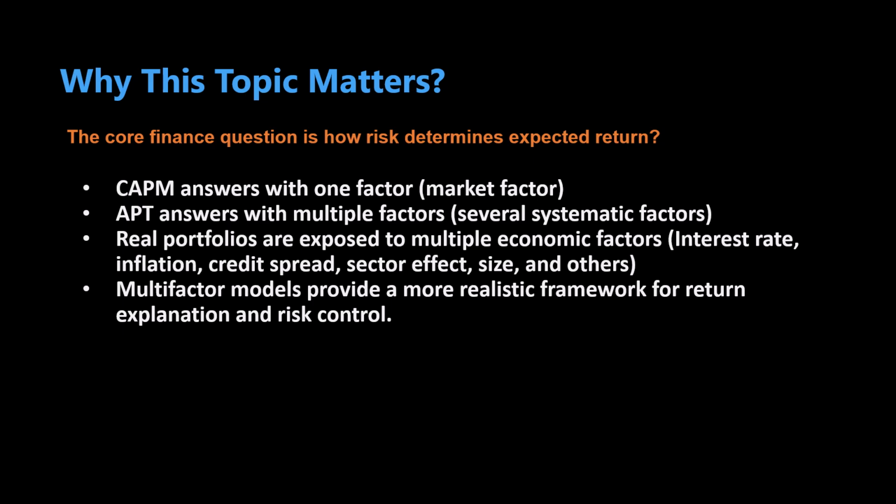Instead of forcing everything into one market beta, they allow expected return to reflect multiple common drivers. That makes them useful both for return explanation and for risk management. A portfolio manager can identify which factors matter most, estimate exposure, and then hedge or rebalance accordingly. So this topic sits at the intersection of asset pricing and applied risk management. That is exactly why it is so relevant for FRM candidates.